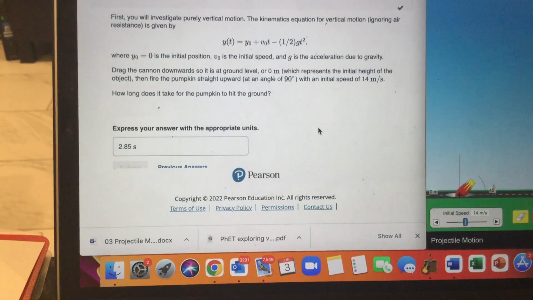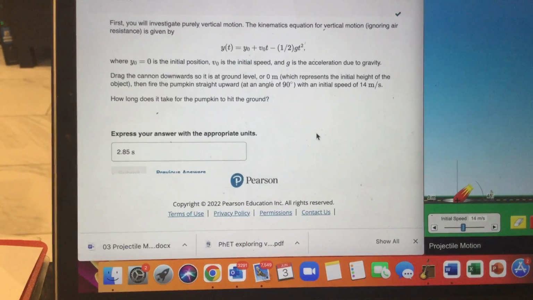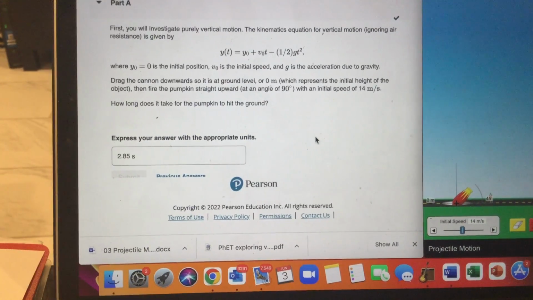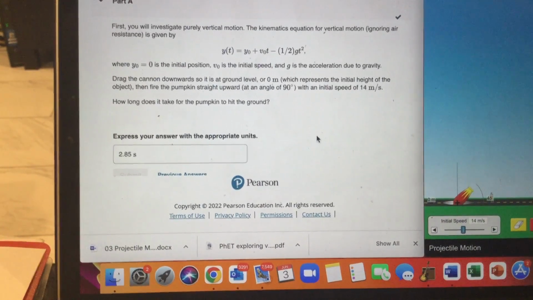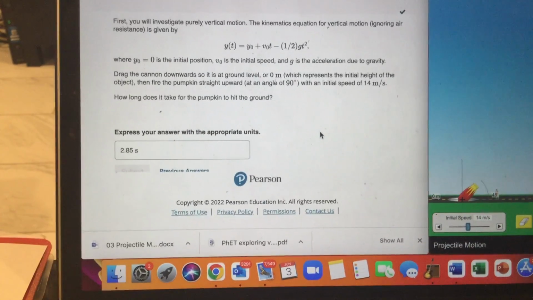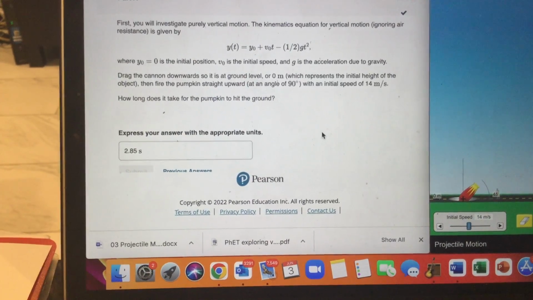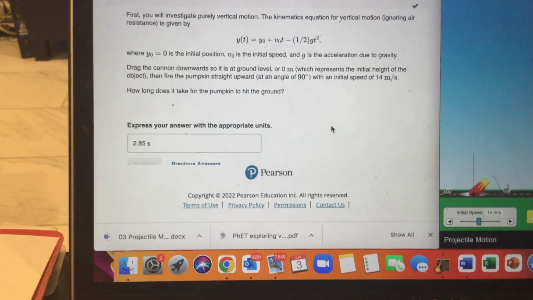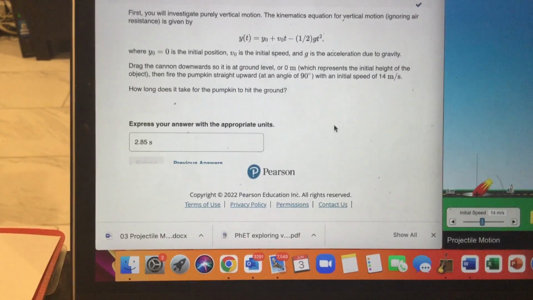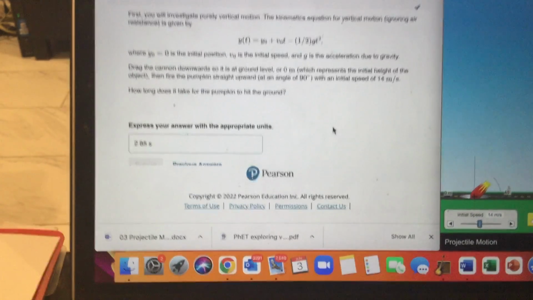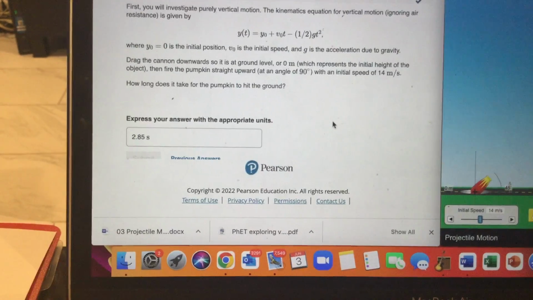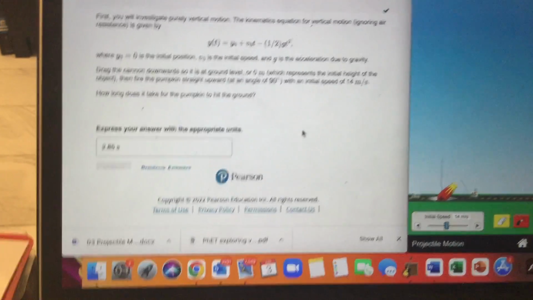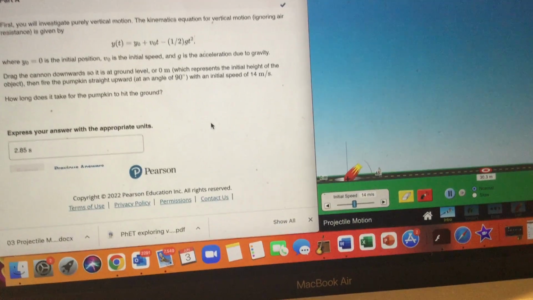Okay, first we will investigate purely vertical motion. The kinematic equation for the vertical motion, ignoring air resistance, is given: y(t) equals y naught plus v naught t minus 1/2 g t squared, where y naught equals 0 is the initial position, v naught is the initial speed, and g is the acceleration due to gravity. Drag the cannonball downwards so it is at ground level, 0 meters, which represents the initial height of the object. Then fire the pumpkin straight upward at an angle of 90 with an initial speed of 14 meters per second. How long is the pumpkin in the air before it hits the ground?